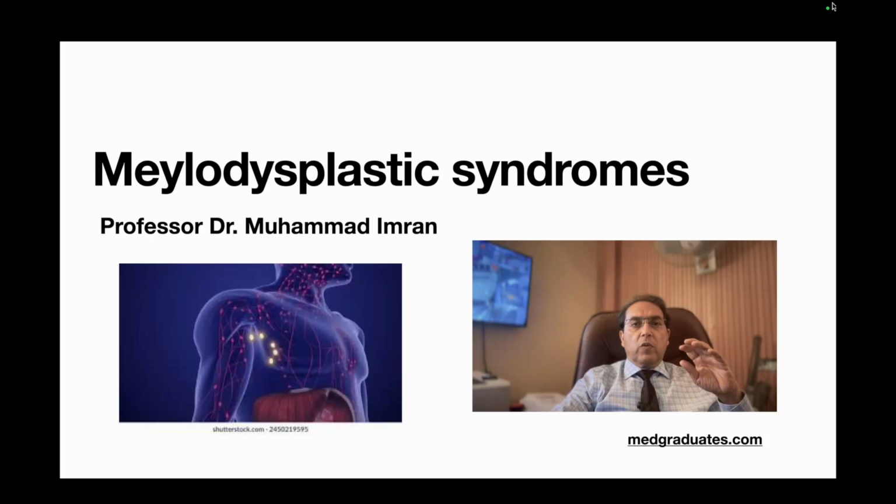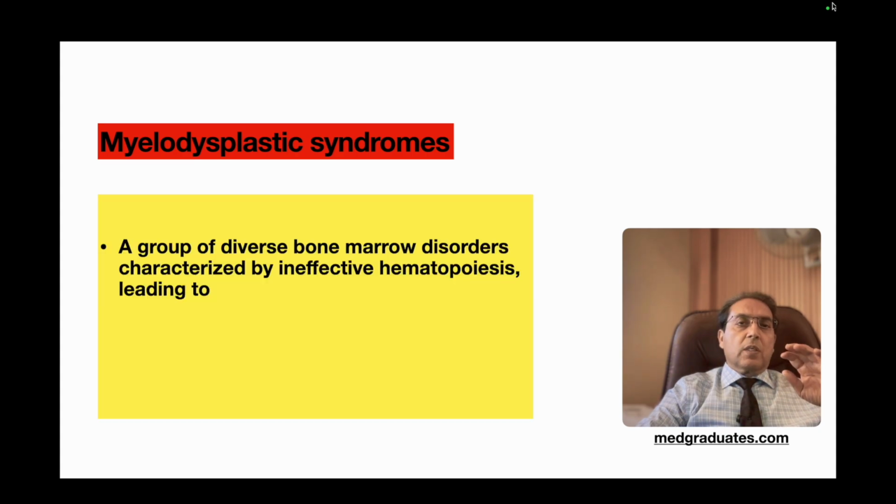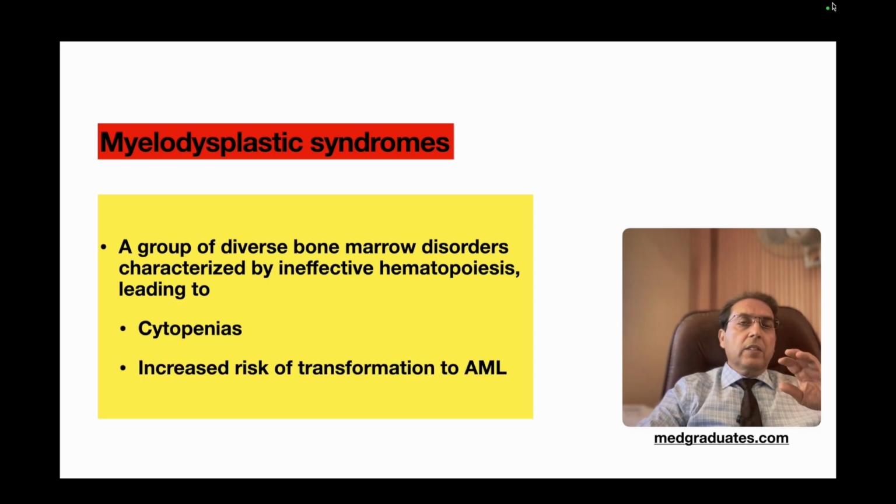Now in this video we're going to see myelodysplastic syndromes. What are myelodysplastic syndromes? Myelodysplastic syndromes are a group of diverse bone marrow disorders characterized by ineffective erythropoiesis. This results in cytopenias and increased risk of transformation into acute myeloblastic leukemias or AML.